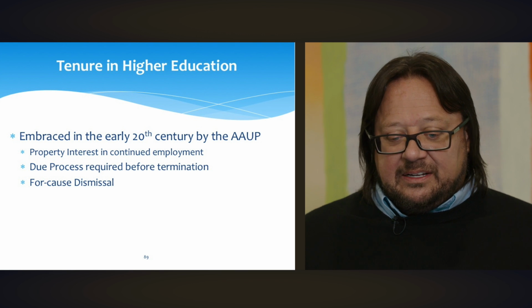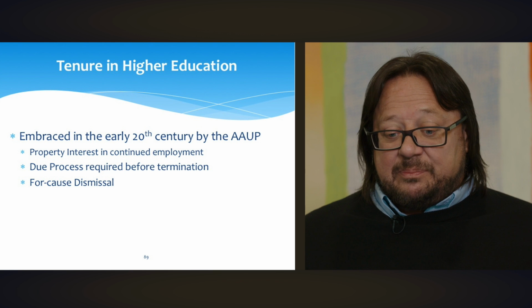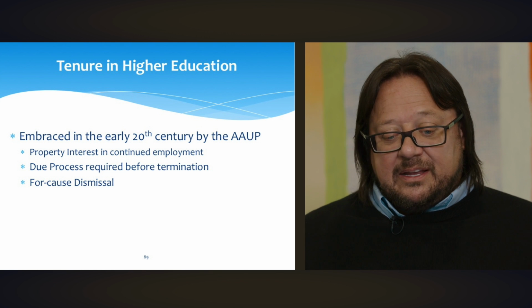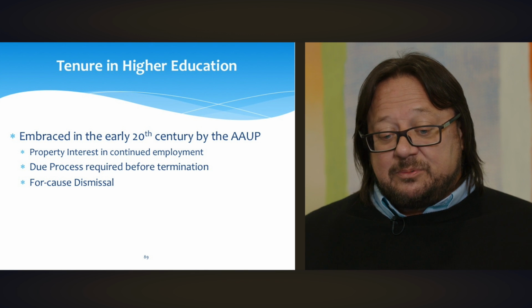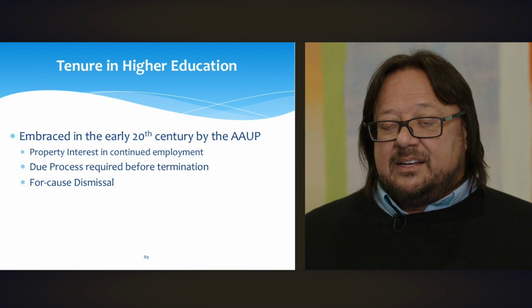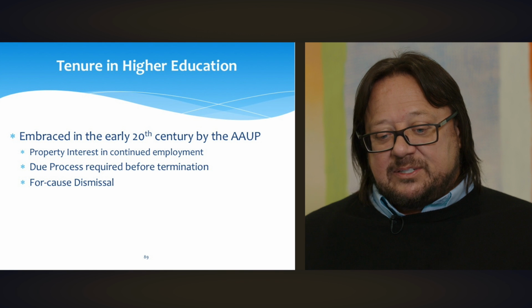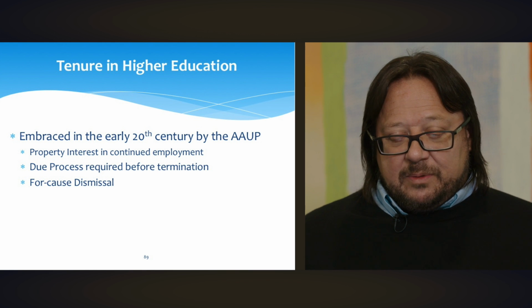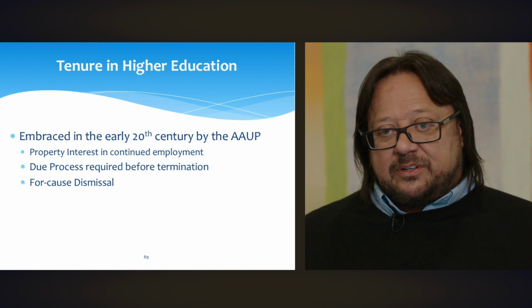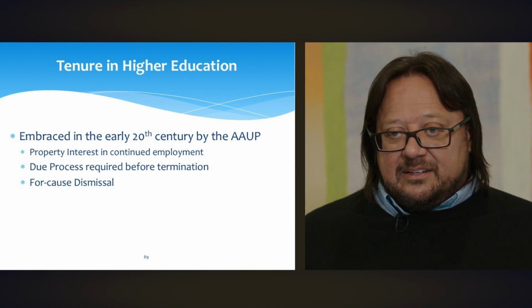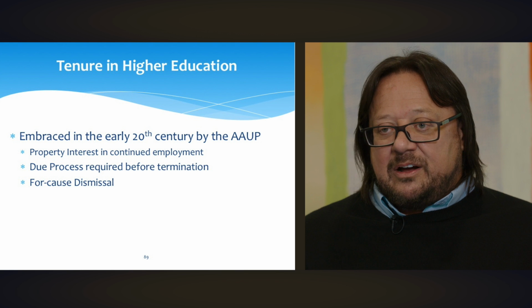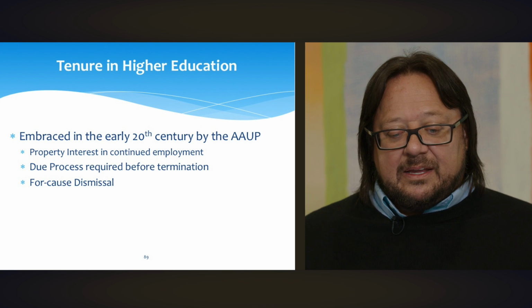What does it result in? Well, when you have tenure, you have a property interest in continued employment. And particularly at public schools, taking away that property interest requires due process. Going back to our fair and due process pathway, you might recall that a deprivation of life, liberty, or property typically requires due process. Notice and an opportunity to be heard are often common core elements of that.